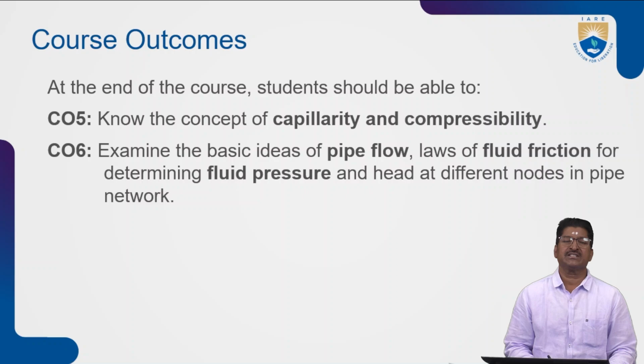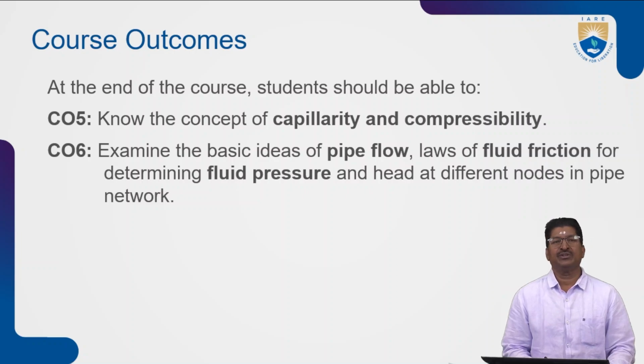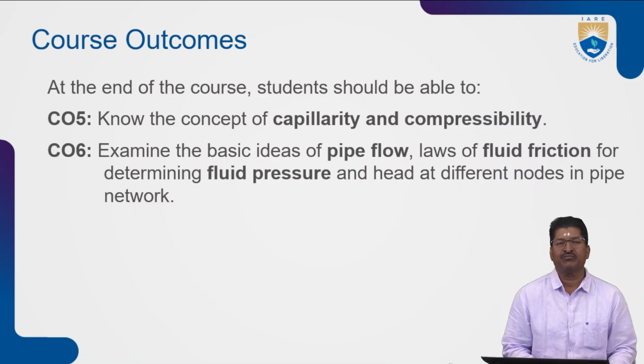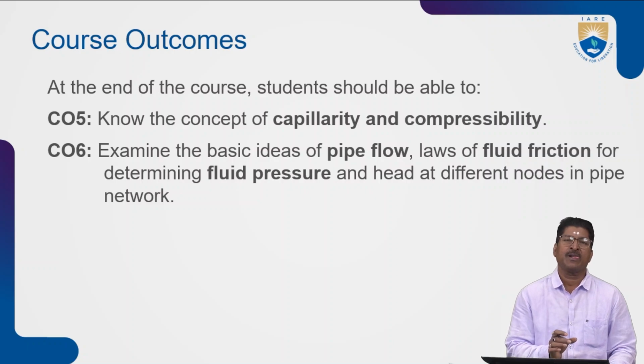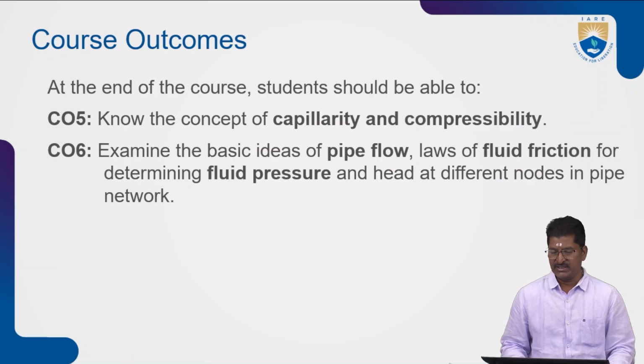Course outcome 6 is pipe flow, fluid friction or energy losses. Whenever a fluid flows through a pipe, there are two surfaces, the fluid surface and the pipe inner surface. While traveling, it touches the inner surface, so there will be frictional forces. That's why energy will be lost. If a fluid travels from one point to another, because of the frictional forces there will be a loss in head, or loss in energy. This comes under course outcome 6.